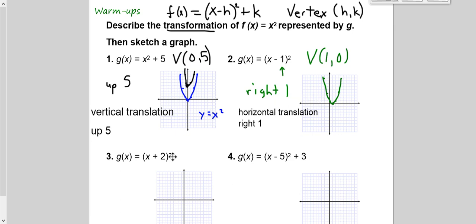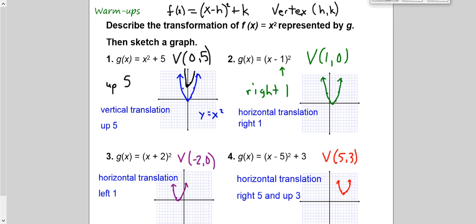And the next one, number 3. Okay, pause your video. Write down what you think the transformation is and what the graph would be for 3 and 4. On your mark, get set, go. Pause your video. My answers will magically appear. Here they are, the rest of the answers for 3 and 4.